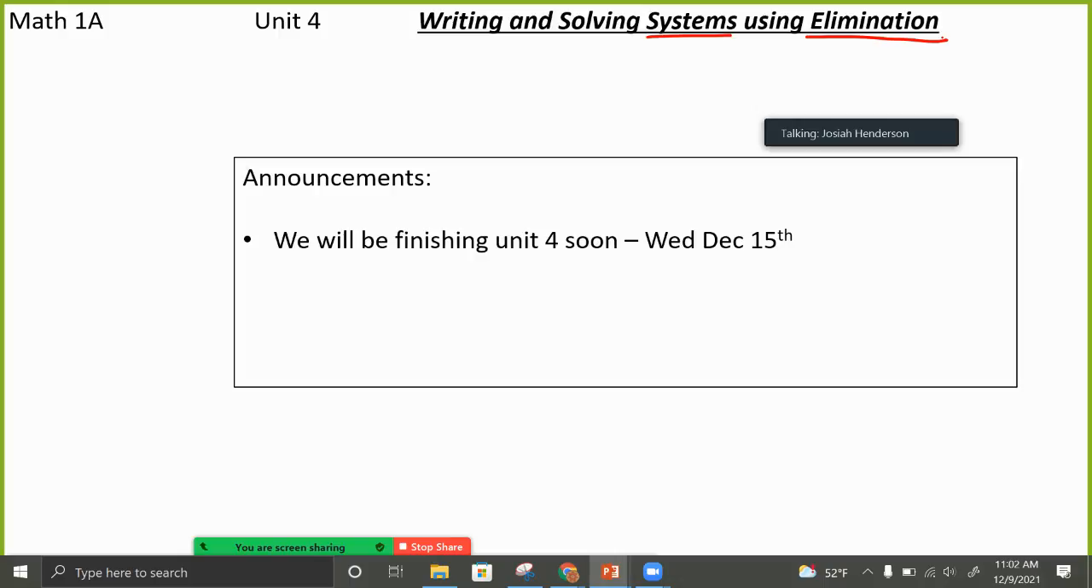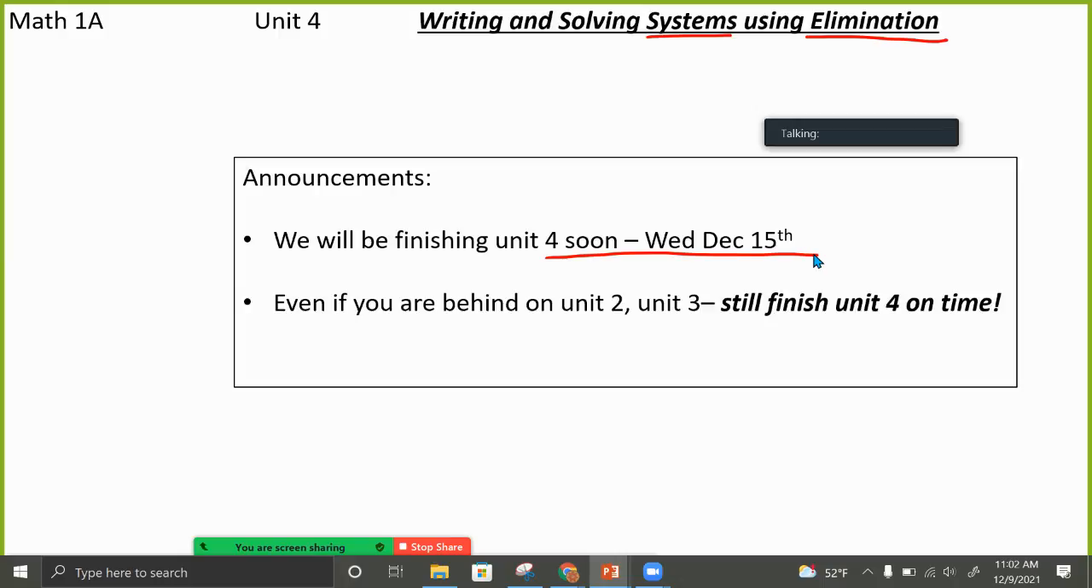Just a couple announcements. We will be finishing Unit 4 soon, Wednesday next week, the 15th. Just a reminder, even if you're behind on Unit 2 or 3 or Unit 4, there's still time to finish Unit 4 on time, and I want you to at least do that. If we can't get all of it done by next week, at least try to finish Unit 4 with me, and then you can always go back and have Unit 2 and 3 or anything else you missed done later. It won't count for this month, but it will count when you finish it.